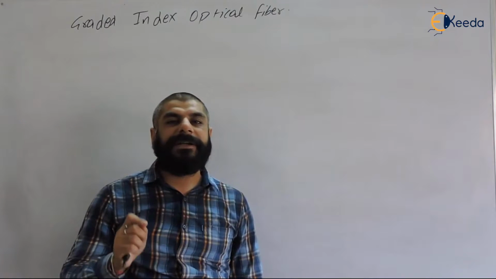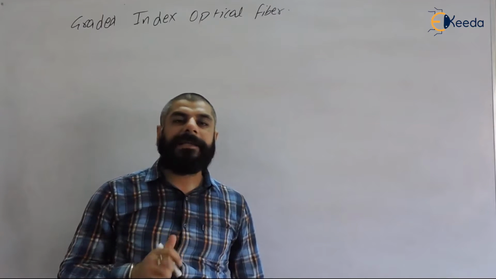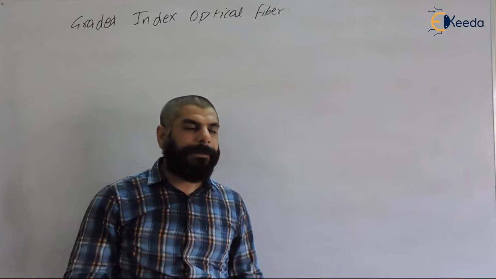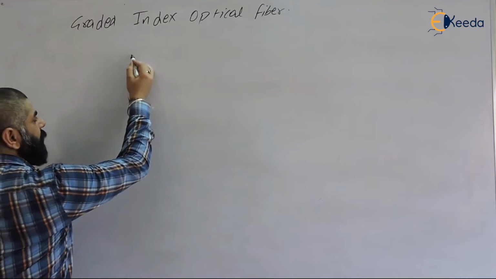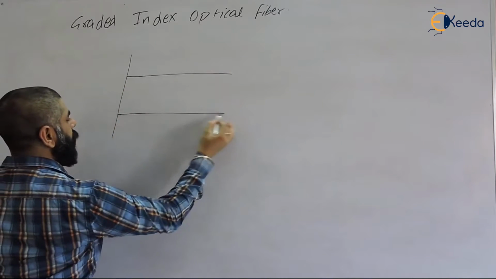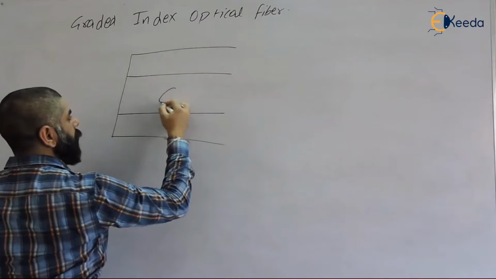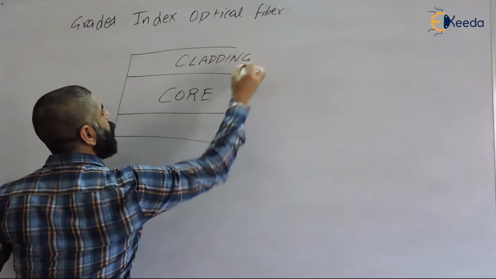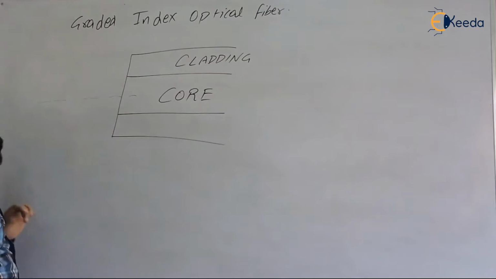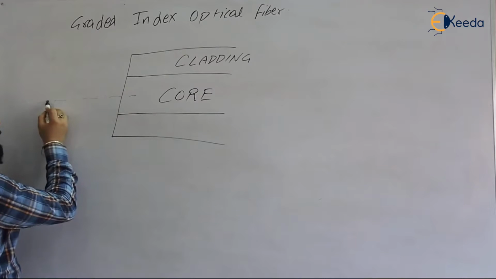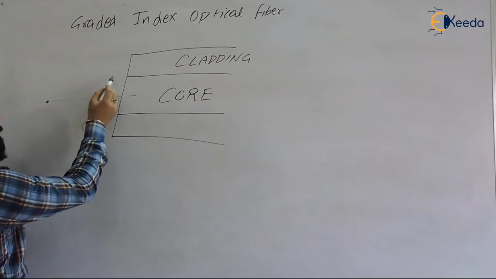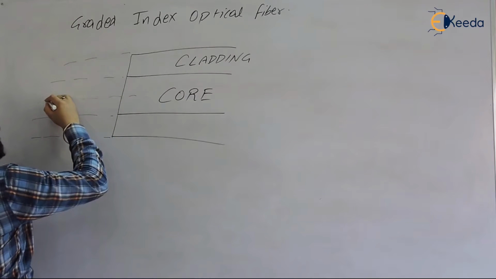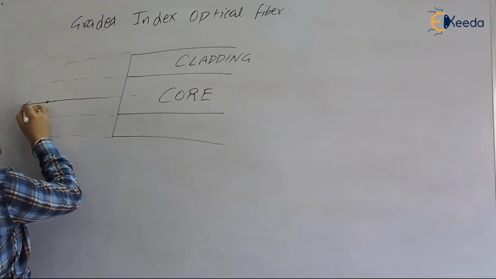Whereas the refractive index of the cladding is constant, and the signal travels in a sinusoidal or parabolic path. See how? This is our optical fiber, this is the core and this is the cladding. The refractive index of the core is not constant; it is maximum at the axis and decreases as we move radially outward. So we are drawing the refractive index profile.